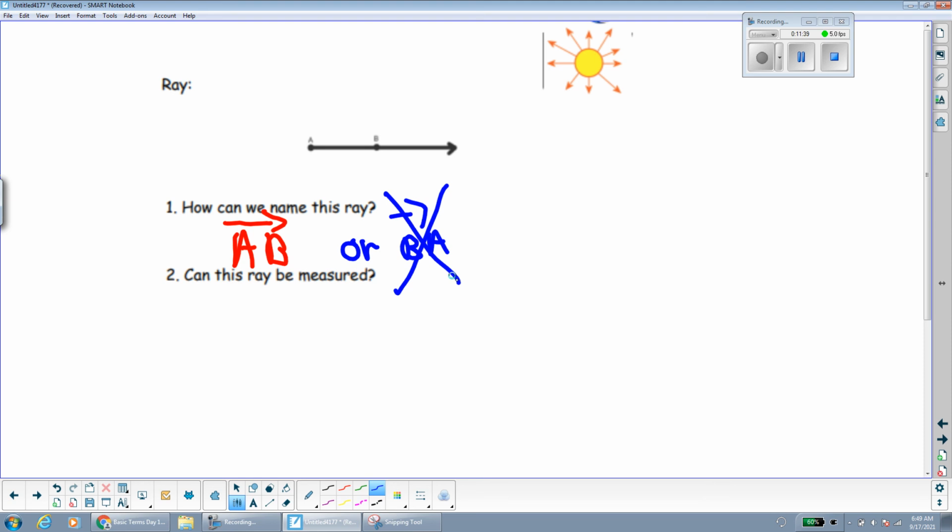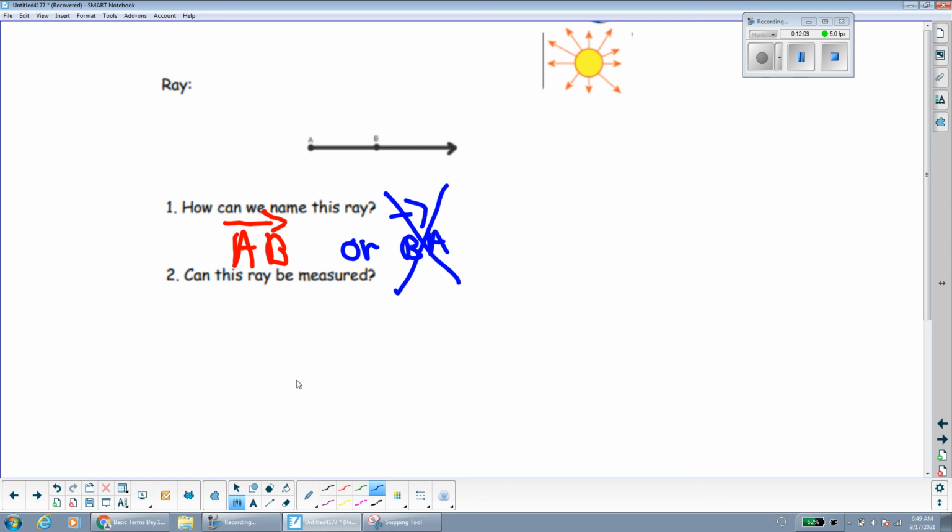And the reason for that is because a ray only extends infinitely in one direction. Here, this ray is going only to the right. It starts at this endpoint over here and it goes forever to the right. So it actually has direction. This one is going to the right. So that means when we name it, we have to name it to the right, starting with A and then B.